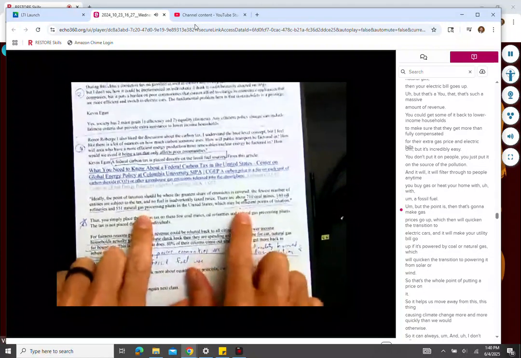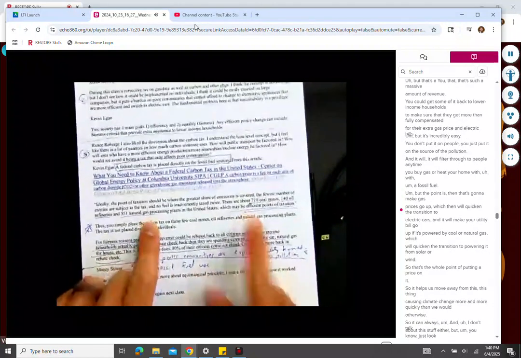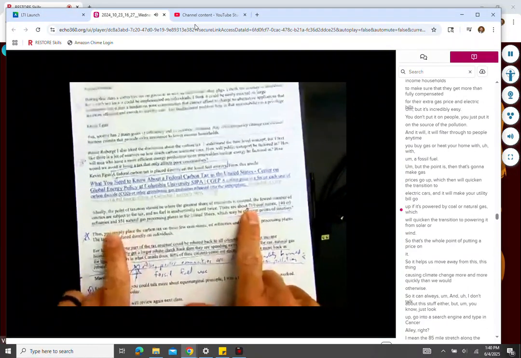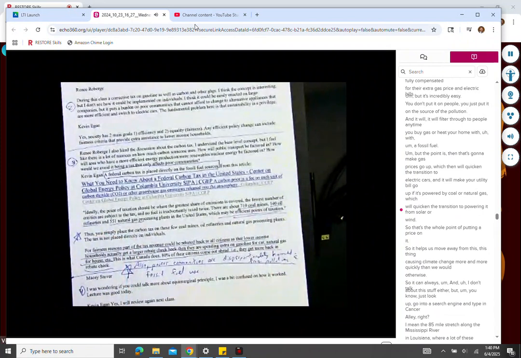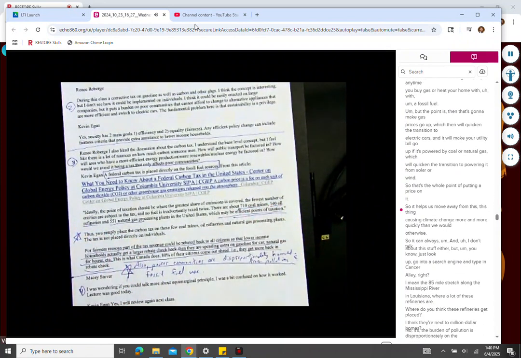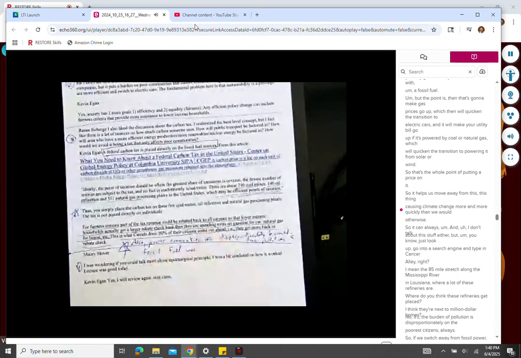But the point is, that's going to make gas prices go up, which will quicken the transition to electric cars. And it will make your utility bill go up if it's powered by coal or natural gas, which will quicken the transition to powering it from solar or wind. So that's the whole point of putting a price on it. It helps us move away from this thing causing climate change more quickly than we would otherwise.